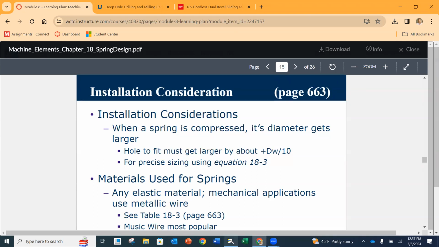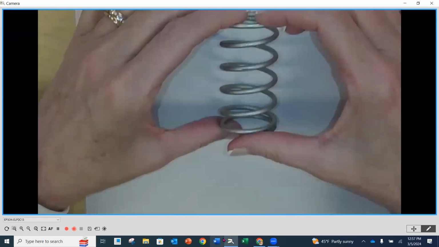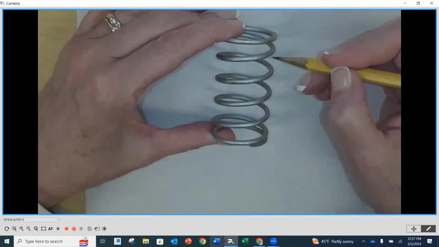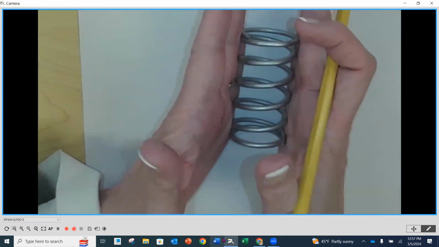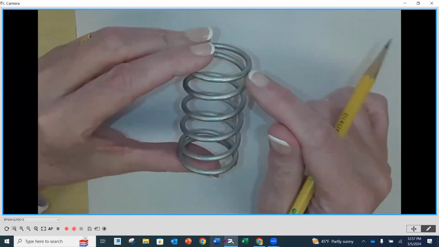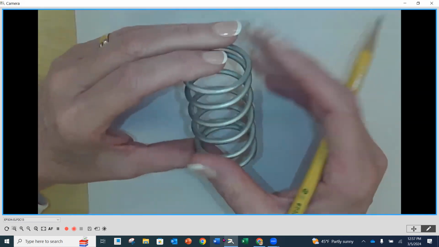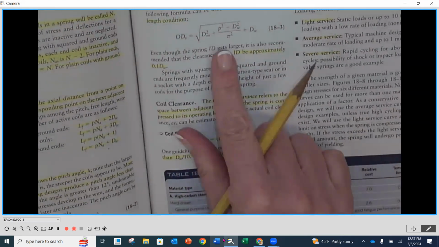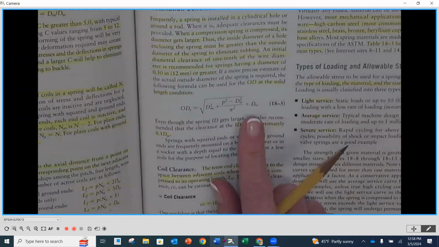So if I look underneath my camera here, and I use the spring that I have here as an example, if I measure the diameter of my wire here, the diameter of the bore that this would fit into has to be 1/10 larger than the diameter of that wire. Or we can calculate it more accurately, and it comes out to about the same using the equation that we see here on page 660 in that installation considerations section.